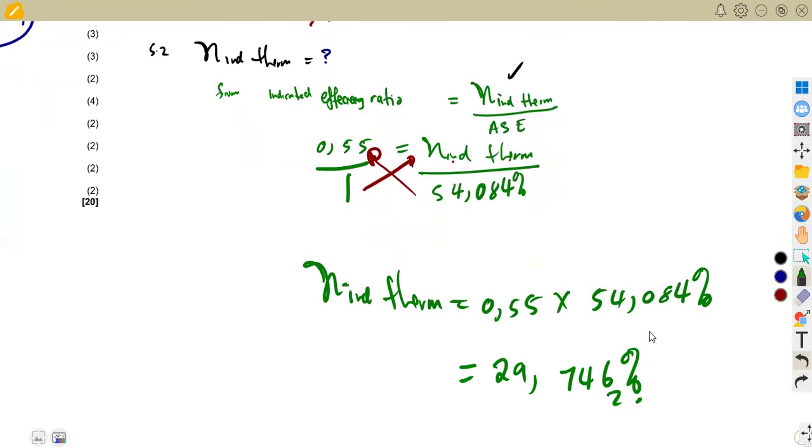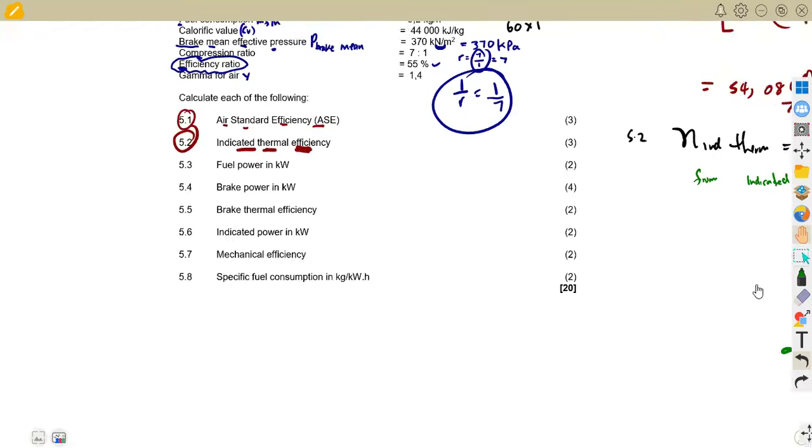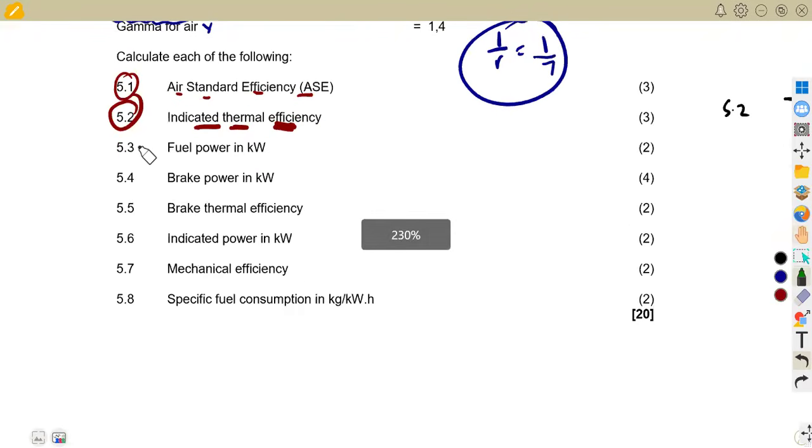So that is our indicated thermal efficiency. So that formula for the indicated power was going to work, but we are limited. We do not have the indicated power. All right. Then the other part now, they want us to calculate 5.3.